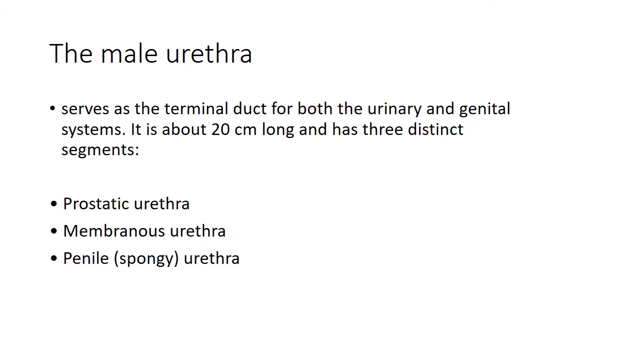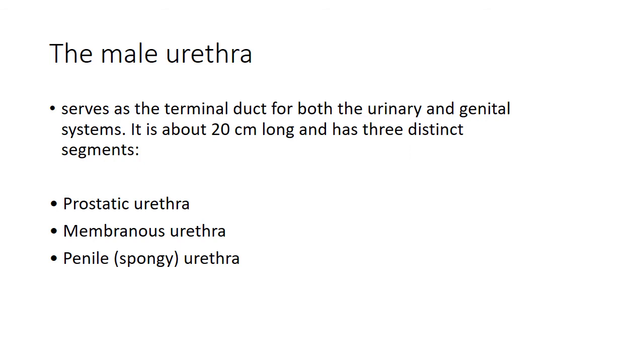So we will start with the male urethra, which serves as a terminal duct for both the urinary and genital system. The male urethra is about 20 centimeters long and has three distinct segments: prostatic urethra, membranous urethra, and penile or so-called spongy urethra. The prostatic urethra is the first part, which extends for 3 to 4 centimeters from the neck of the bladder through the prostatic gland, and it is lined by the transitional epithelium, the same mucosa that lines the bladder.